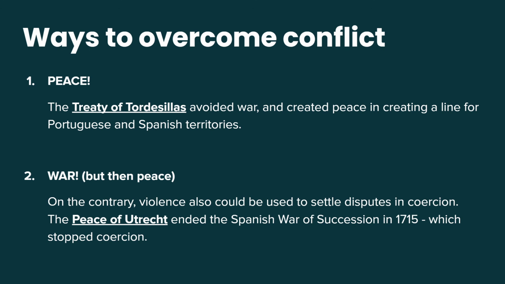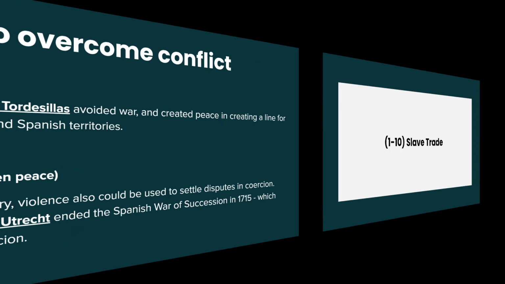And the Peace of Utrecht, hopefully I'm saying that right, ended the Spanish War of Succession, which stopped this. That's why I say, but then peace, because there has to be peace. But that's what occurred due to this.